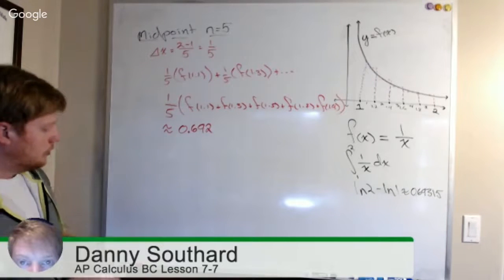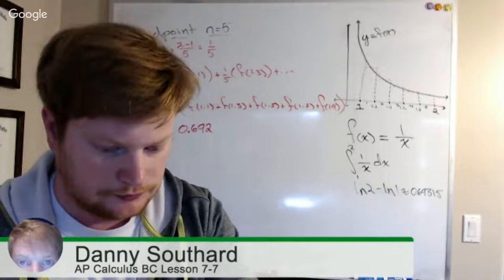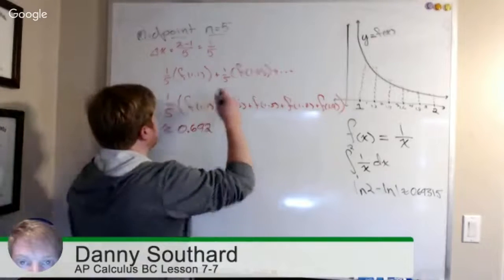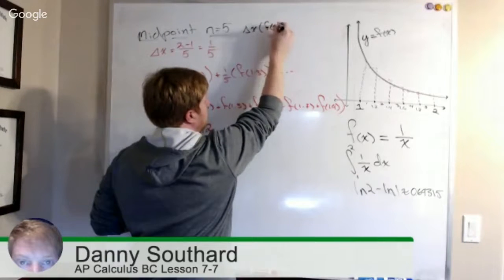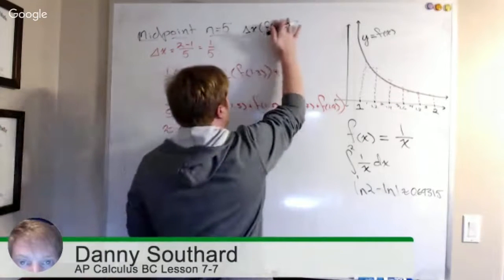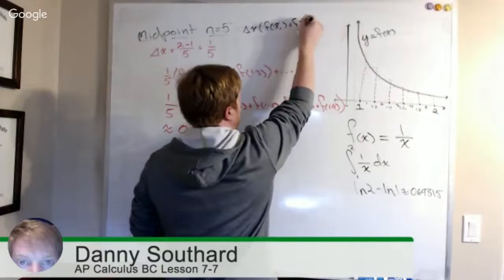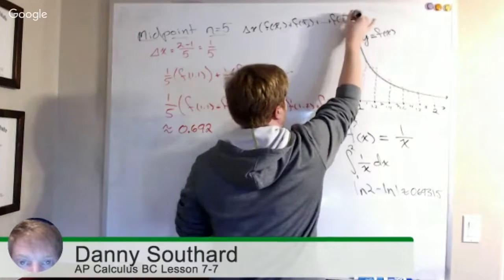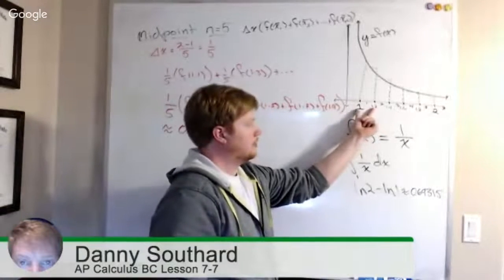So here would be our estimation of the area under the curve from 1 to 2 using the midpoint rule. Coming up with the general rule for this, it's just delta x times f of x bar 1, plus f of x bar 2, and so on, where the x bars are just the average or the midpoints between intervals.